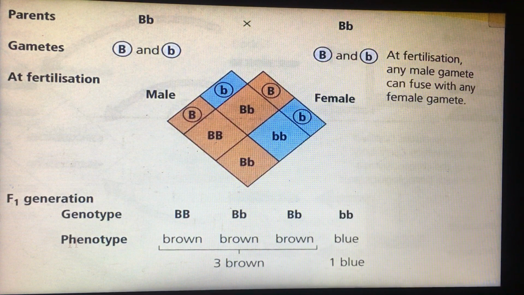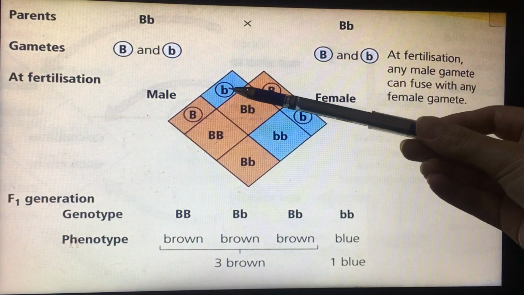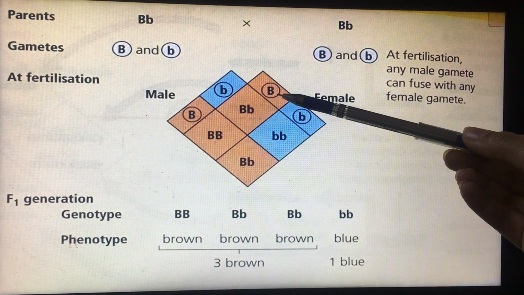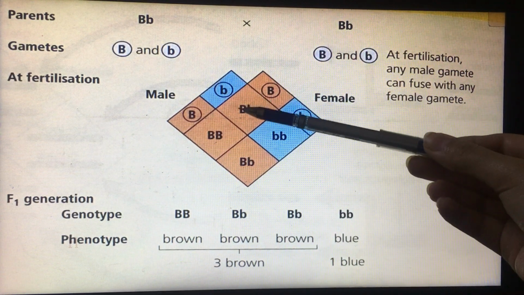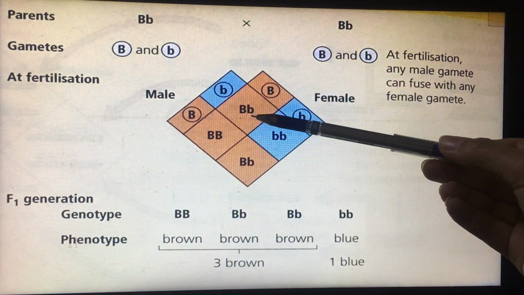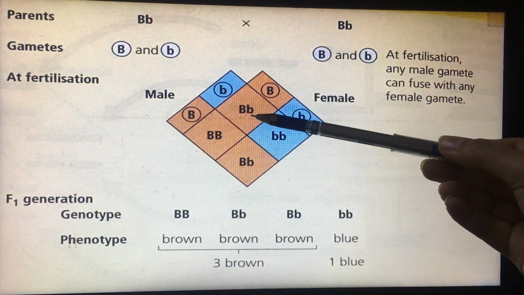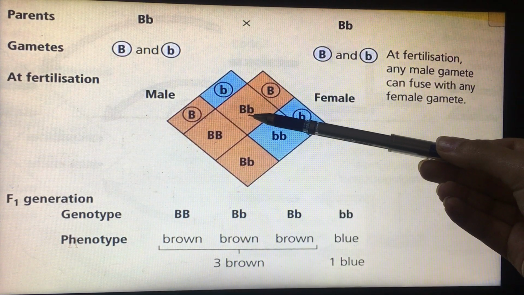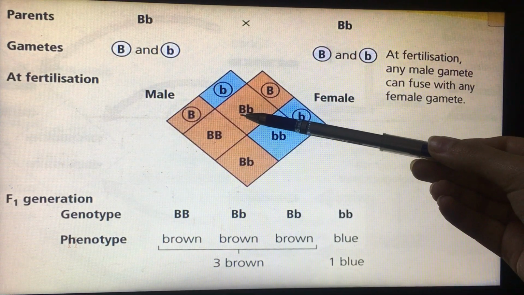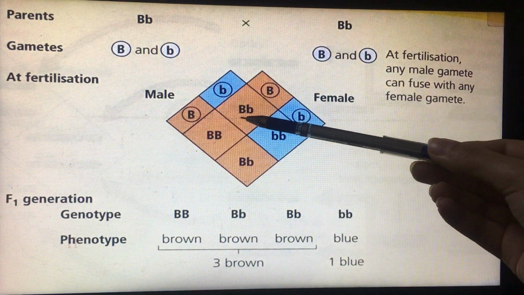Now what will happen when either of the male gametes fuses with either of the female gametes? Now when B small in the male fuses with B capital in the female, that will produce the first offspring, which is B capital, B small. Can you tell me what the phenotype is here? Excellent. The phenotype is brown because we have one dominant, which is B capital, and B capital means a brown eye color.